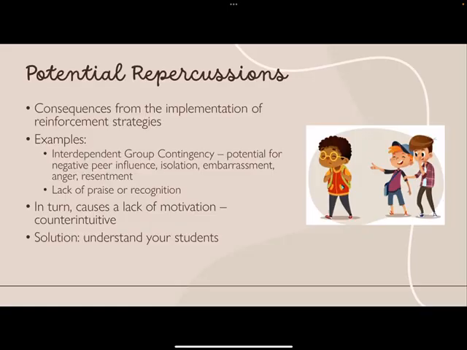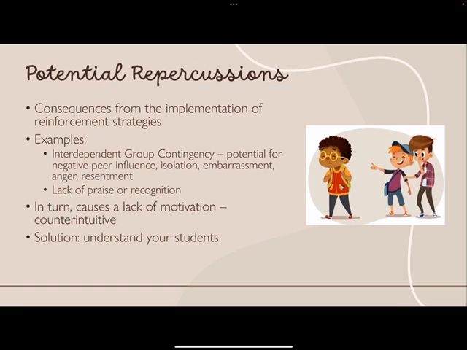Now, there are potential repercussions of these strategies. An example of this is interdependent group contingencies, where all students must complete something in order for the whole group to earn a reward. Now, let's say for some scenario, there is one sole student that prevents the classroom from earning a reward. There is potential for negative peer influence, isolation, embarrassment, anger, resentment, all of those feelings to arise when that happens, specifically geared towards one individual.